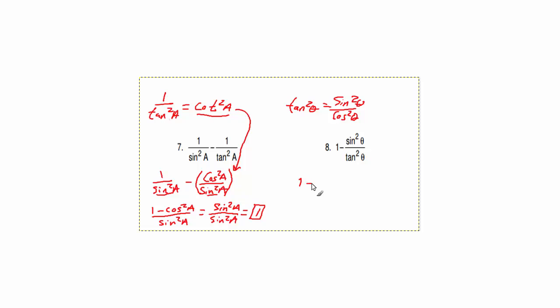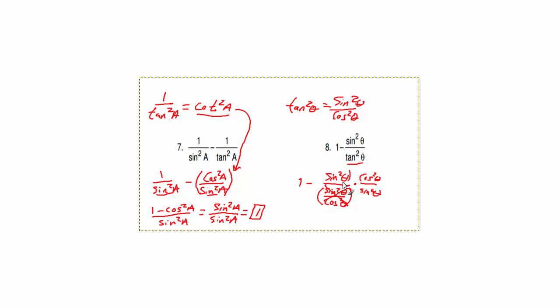So let's see what happens. We got 1 minus sine squared theta over sine squared theta over cosine squared theta. This part right here is the same thing as tangent squared theta. Now when you divide by a fraction, what you're taught to do is multiply by the reciprocal of the fraction. So I'm going to do that. I'm going to get cosine squared theta over sine squared theta, and this is going to be ignored.